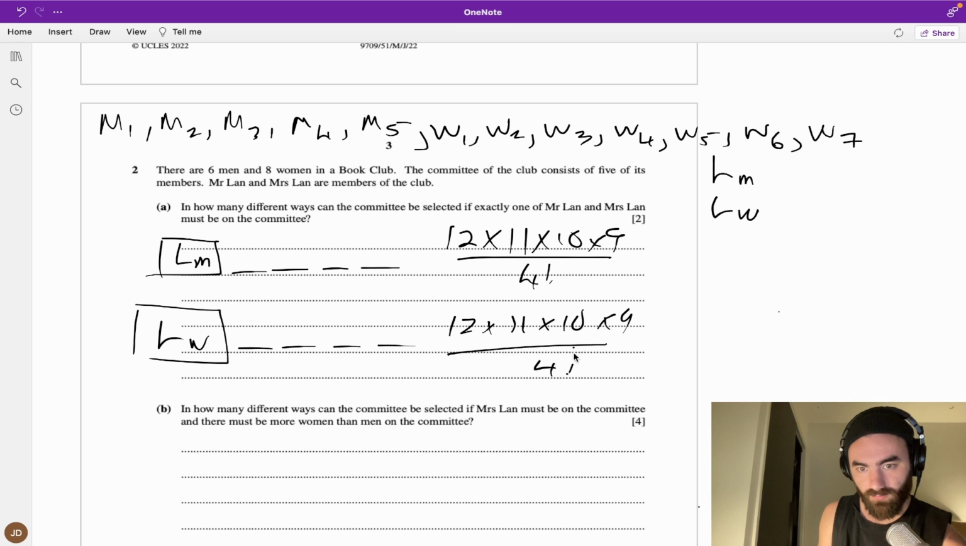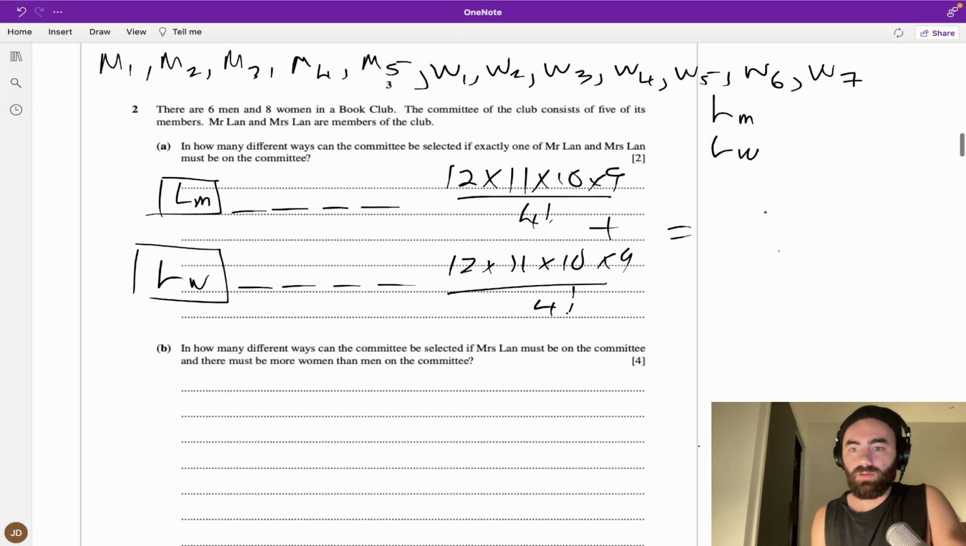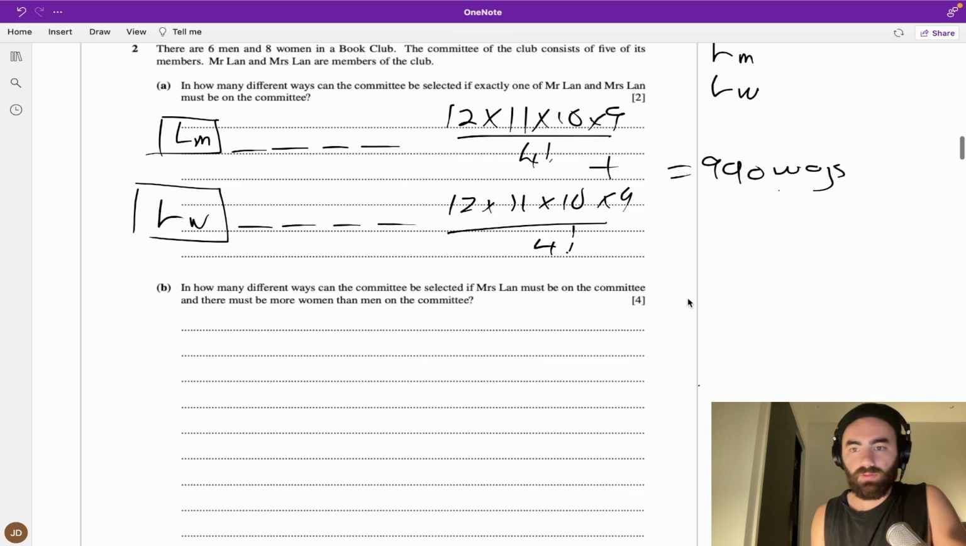Divided by 4 factorial. And then we'll just add those 2 together to get the total. 12 times 11 times 10 times 9 divided by 4 factorial is 495, times 2 is 990. So this is 990 ways.